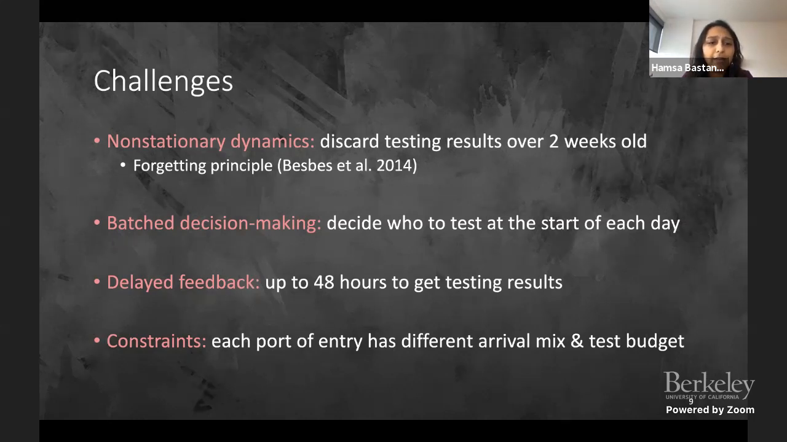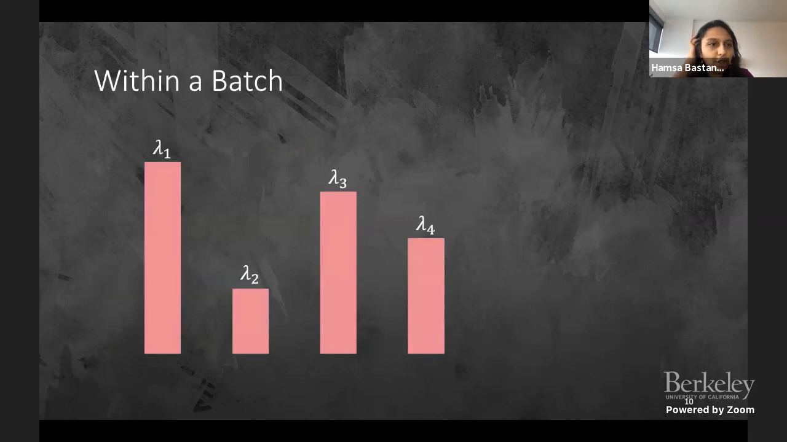And finally, we have port-specific constraints. So every port of entry has a different arrival mix from different arms and different testing budgets, which introduces a unique set of challenges. So let me first talk about the batch decision-making.